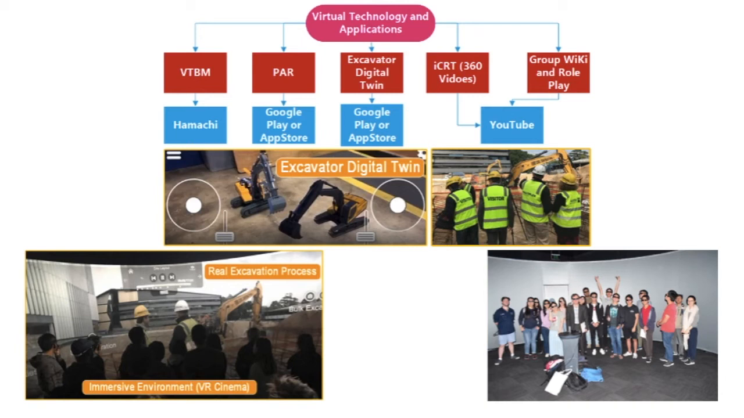Firstly, the 360 videos are also known as ICRT. They are available online and can be chosen for your learning essay. The ICRT modules are available on YouTube. How it works is that you can click and drag and show all around the construction site. These modules are used for an online remote learning purpose.